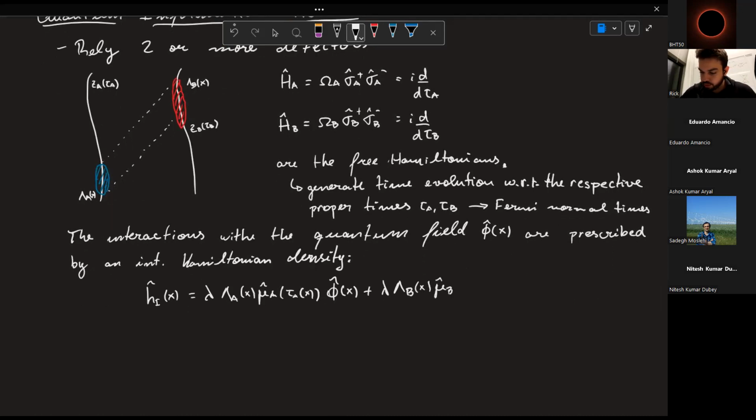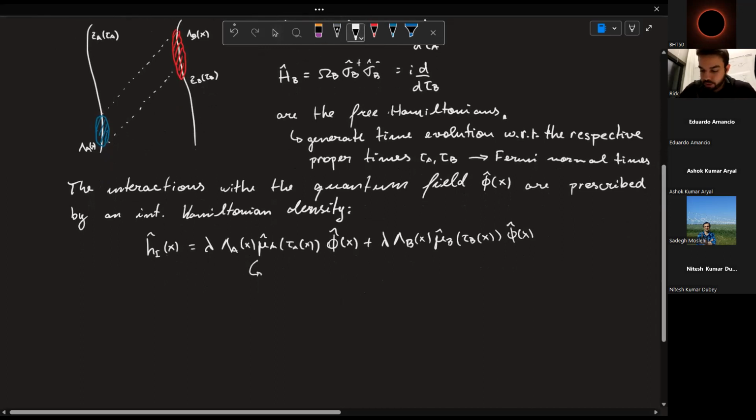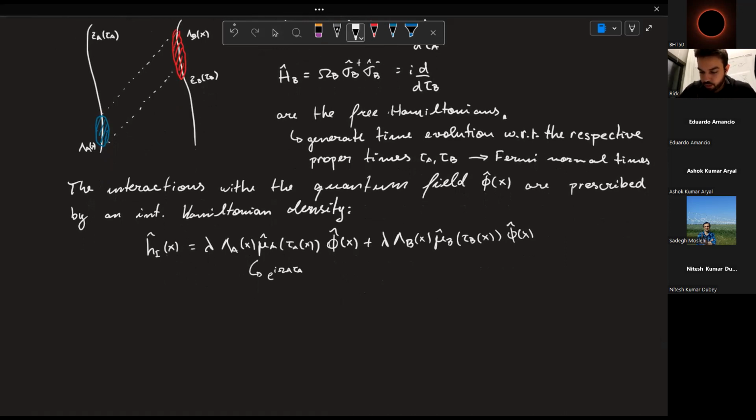This is literally two copies of the model that we saw before, each one coupled to the same quantum field, but in different spacetime regions associated to different trajectories. In this qubit case, each one of these is e to the i omega A tau A, and you're going to have the sigma plus A, and the same thing here but with the conjugates. Of course, the same thing for Bob, pretty much the same but with A exchanged by B.